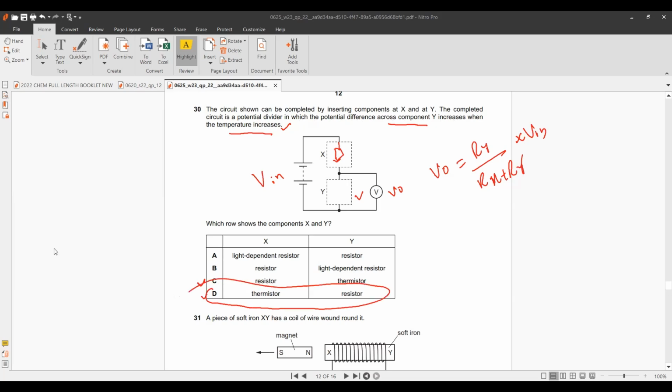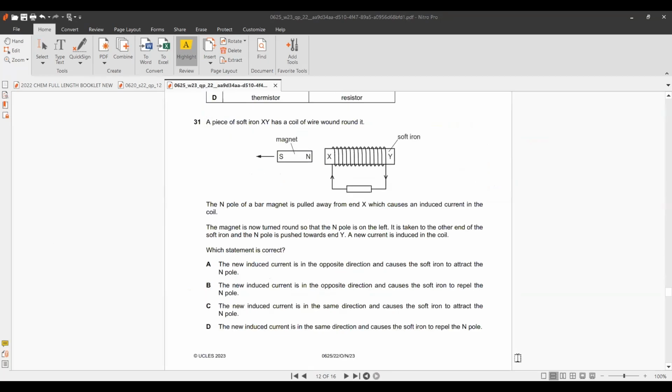This question includes both the right hand rule that we have studied in the electromagnetic chapter and Lenz's law. We know that whenever the magnet is pushed back, there would be an attractive force and there would be a south pole present here. And if it is pushed towards the coil, there would be a repulsive force and there would be a north pole here. Clear?